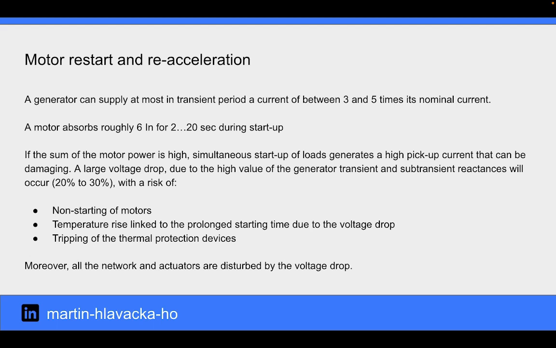non-starting of motors, temperature rise linked to the prolonged starting time due to the voltage drop, and tripping of the thermal protection devices. Moreover, all the network and actuators are disturbed by the voltage drop.